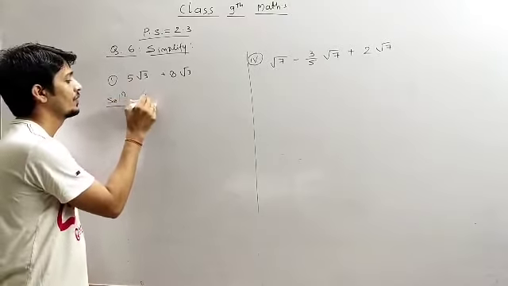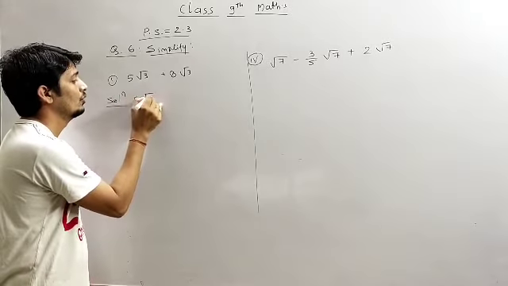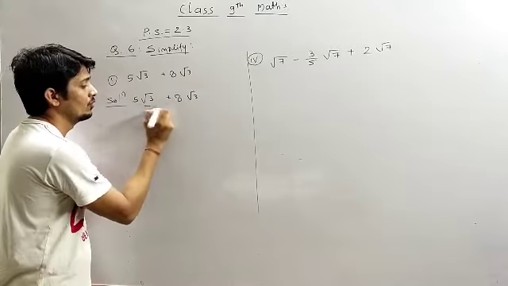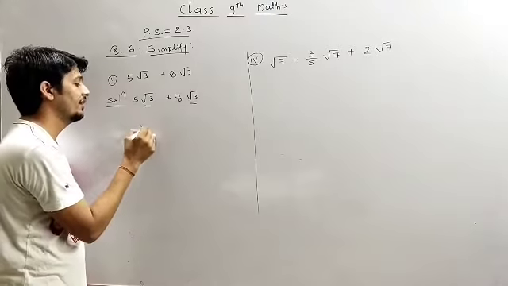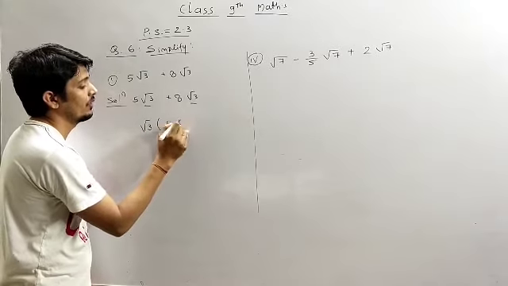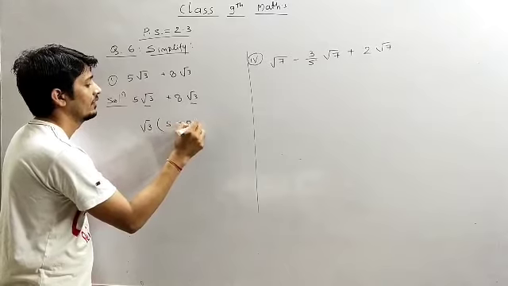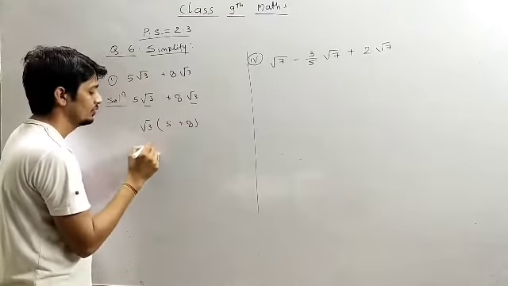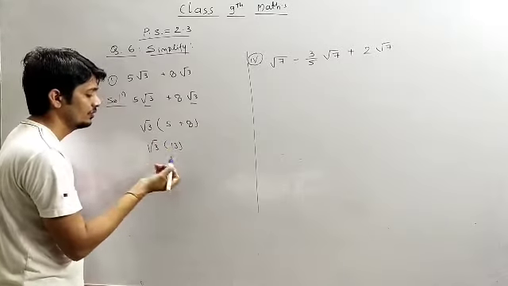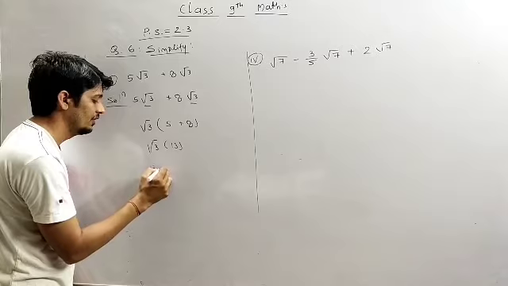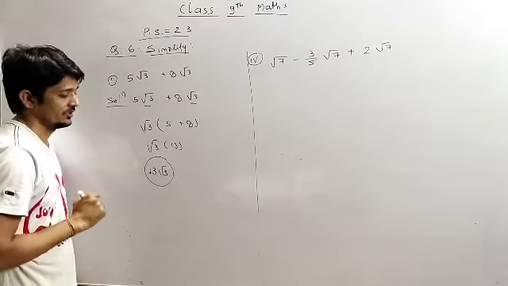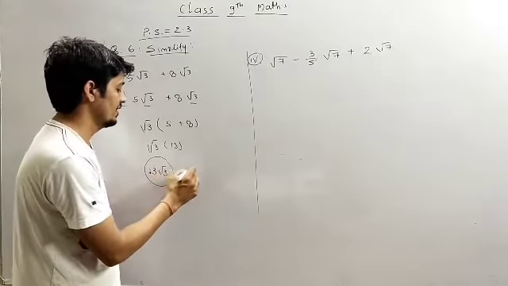We have 5 root 3 plus 8 root 3. Here root 3 is common, so we take root 3 common. What will remain inside? 5 plus 8. So root 3 times, what is 5 plus 8? 13. So we can write 13 root 3 is the simplification of the first question. Okay. So this is the answer.